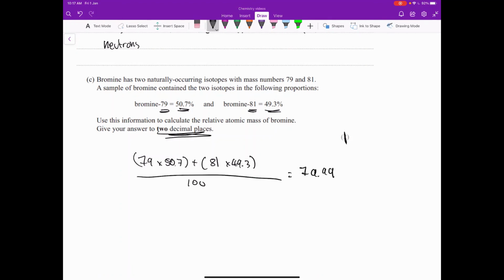They say 2 decimal places. If you don't do that, you probably get only 1 mark. So best to read the question.